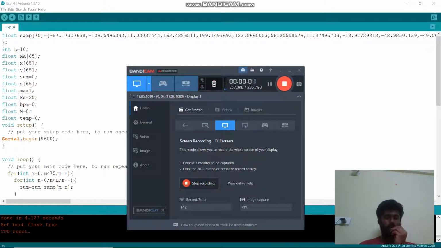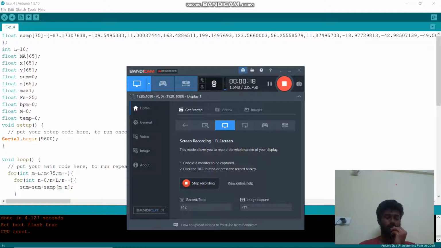Hello everybody, my name is Rishikesh and today we will compute pulse rate using magnitude response using discrete Fourier transform, and then we will compare with the MATLAB code for finding pulse rate using autocorrelation and magnitude response.